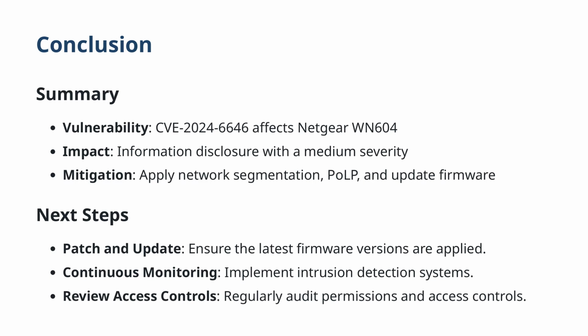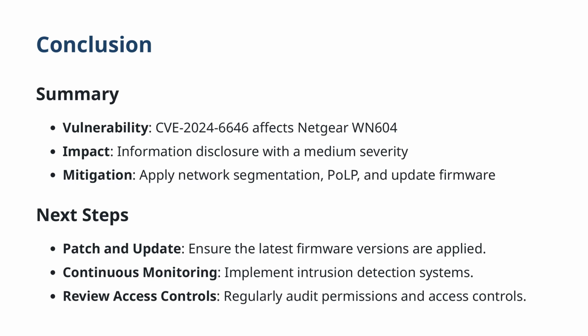In conclusion, let's summarize what we've covered. We examined the vulnerability CVE-2024-6646, which impacts the Netgear WN604 device. This vulnerability leads to information disclosure and has been rated with medium severity. In terms of mitigation, we emphasize the importance of applying network segmentation to isolate systems and limit exposure. Adhering to the principle of least privilege will help minimize the access rights for users and applications, reducing potential exploitation pathways. Additionally, ensure the firmware is updated to the latest versions to patch this vulnerability.